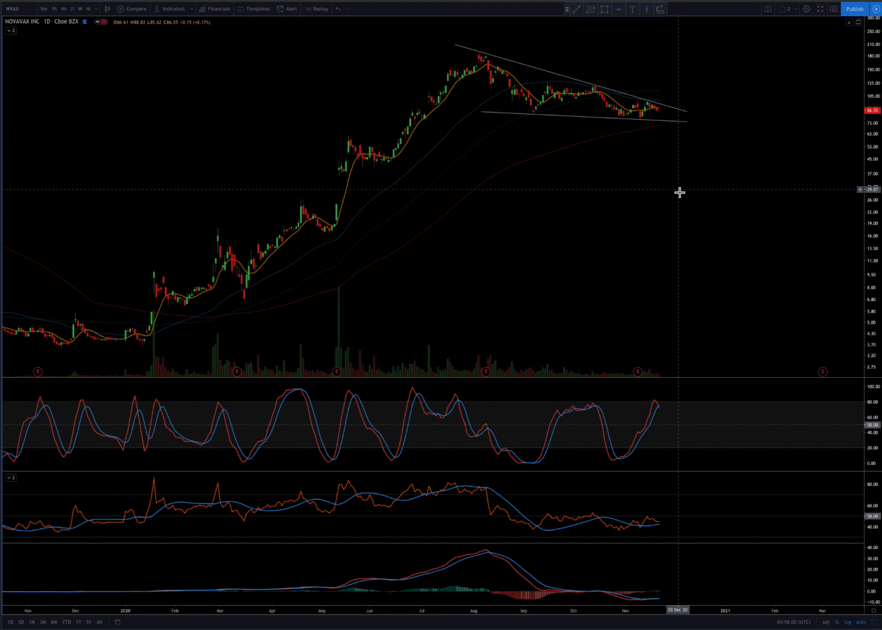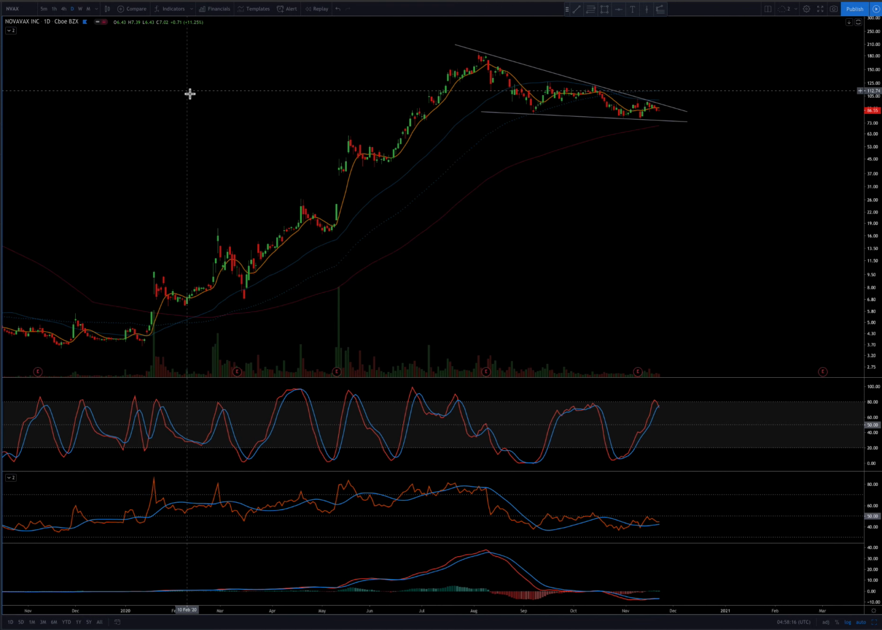So with all that, I might form a thesis where price may drift a little lower and get supported by this lower trend line or the 200 moving average.